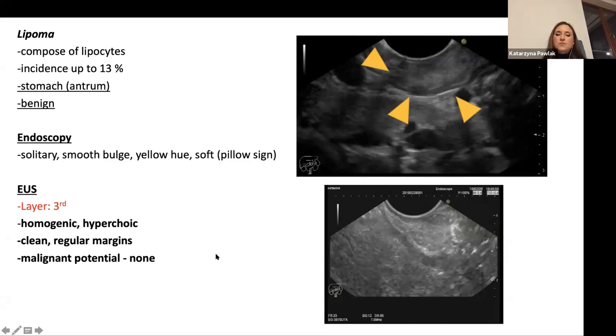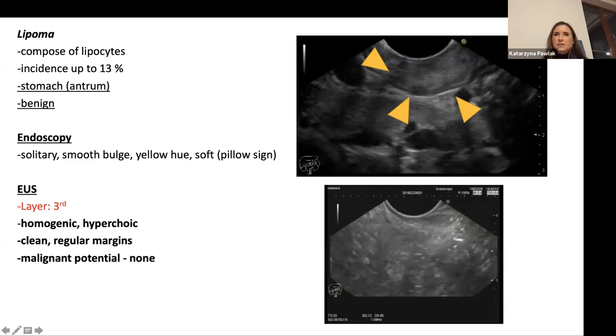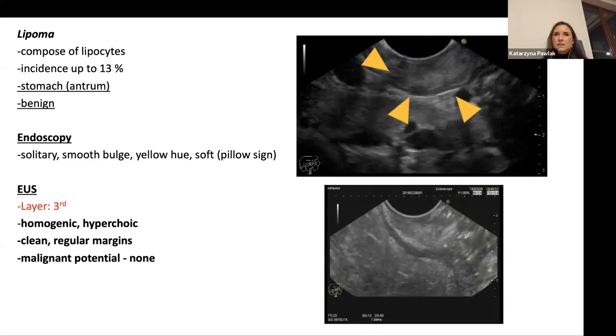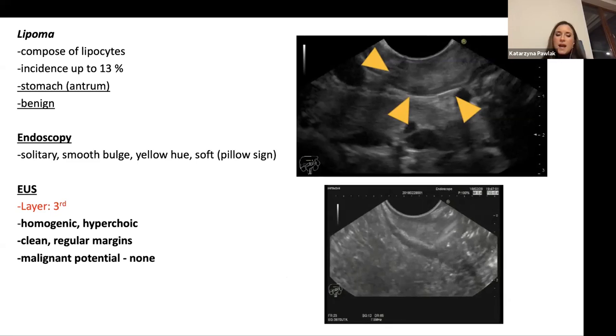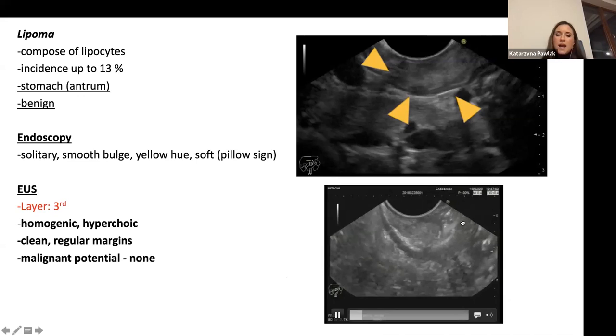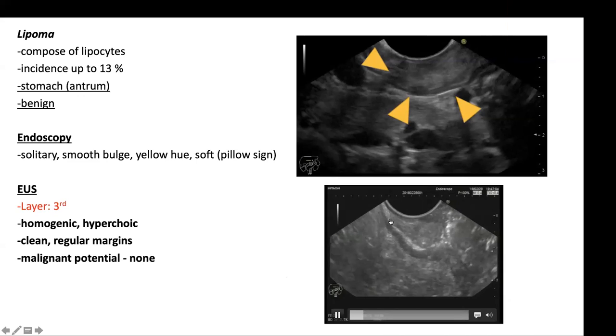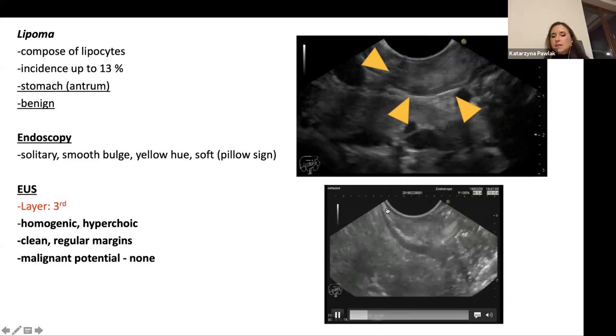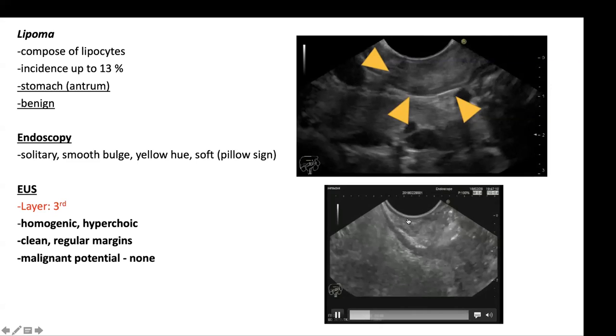But in EUS examination, you will see that this lesion is arising from the third layer, is homogeneous, typically hyperechoic, with clean, regular margins. And in this type of lesion, the malignant potential is none. So you can see here on this video, thanks to Professor Okasha, this type of hyperechoic, homogeneous lesion like lipoma.